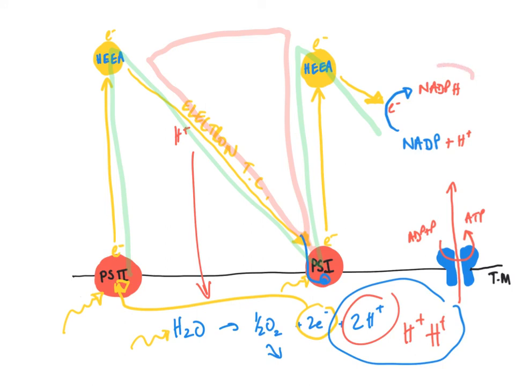What then happens is that the products, the reduced NADP and the ATP, diffuse out of the thylakoids into the stroma of the chloroplast and go on to the light-independent reaction.